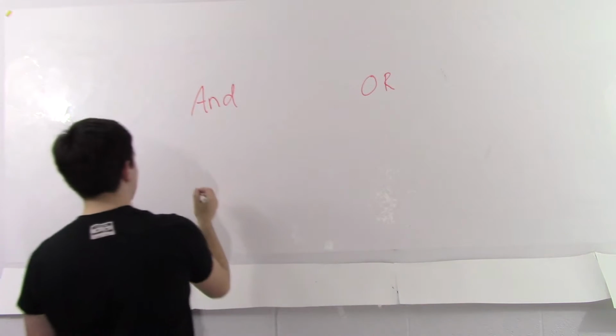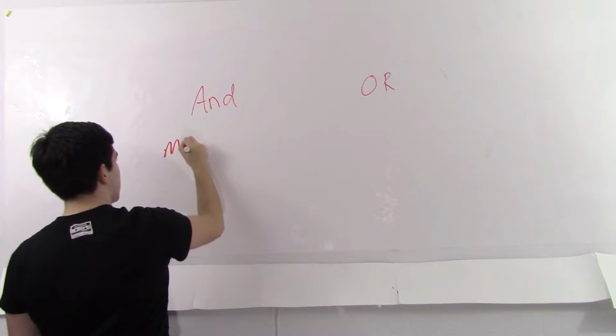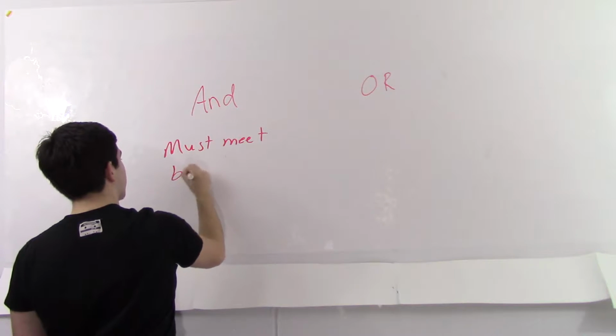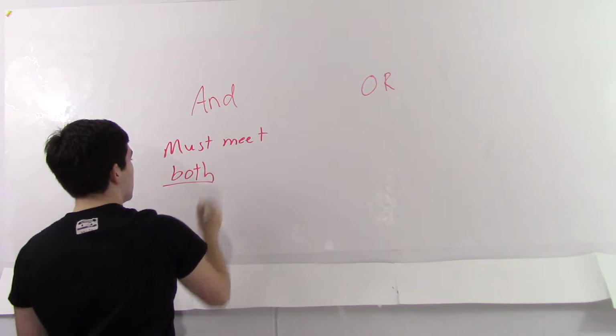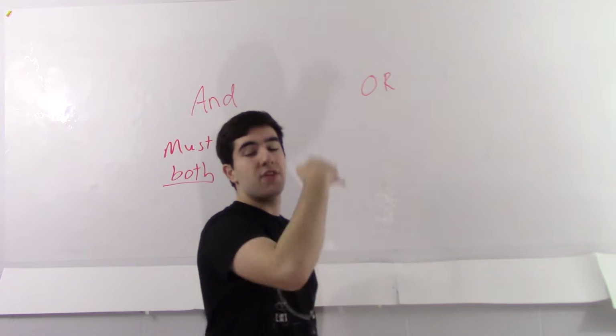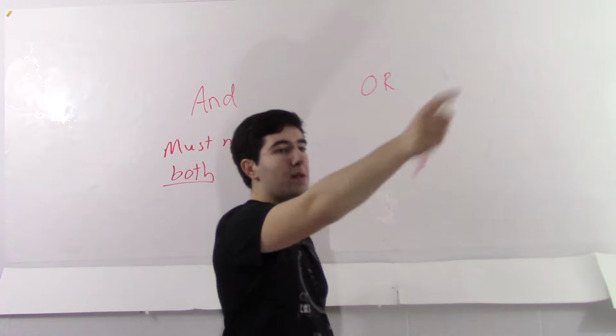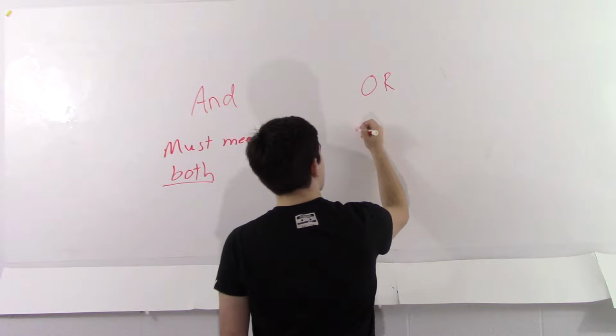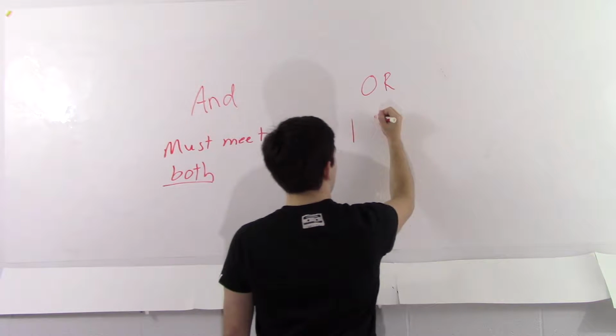The way it works is "and" must meet both conditions, meaning that one thing has to be true and the other part has to be true, making the entire thing true. For an "or" statement, it means that only one must be true.